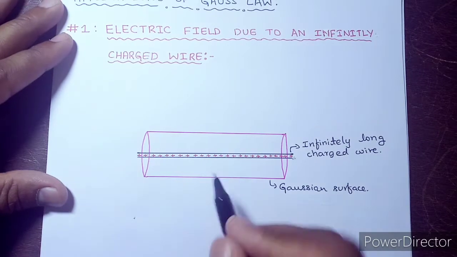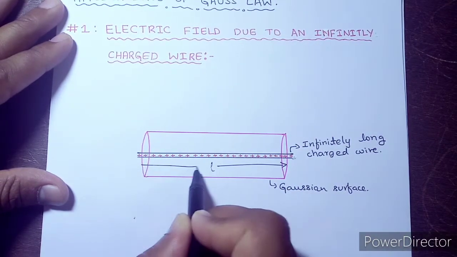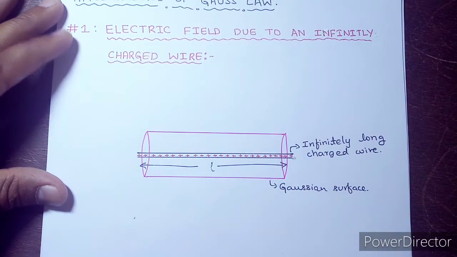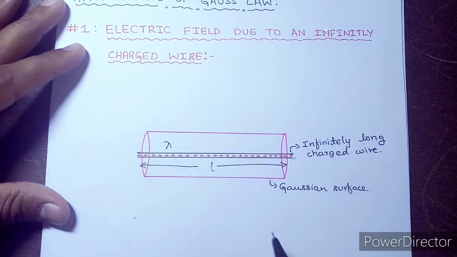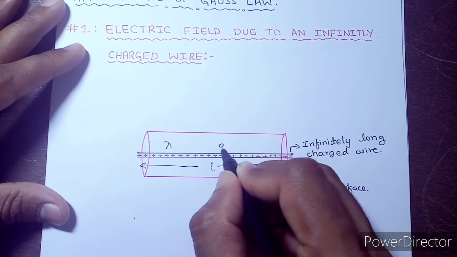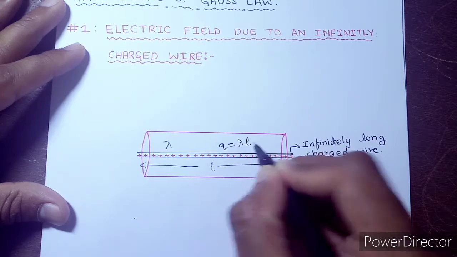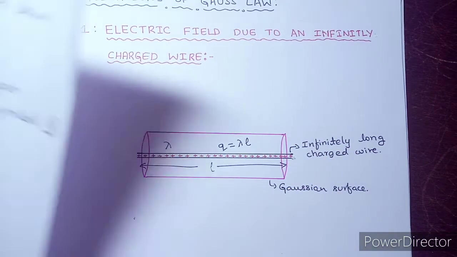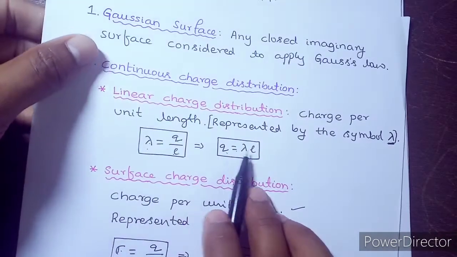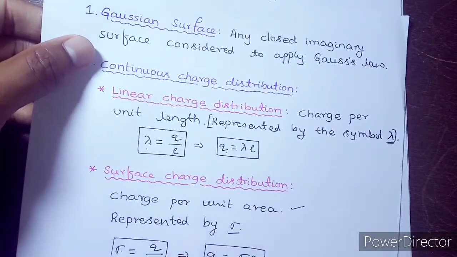So here I am considering a charged wire of length L. So here the linear charge density is lambda. So from that we can get to know the charge on this wire is equal to lambda into L, that we have just studied. Q is equal to lambda into L. Lambda is linear charge density.